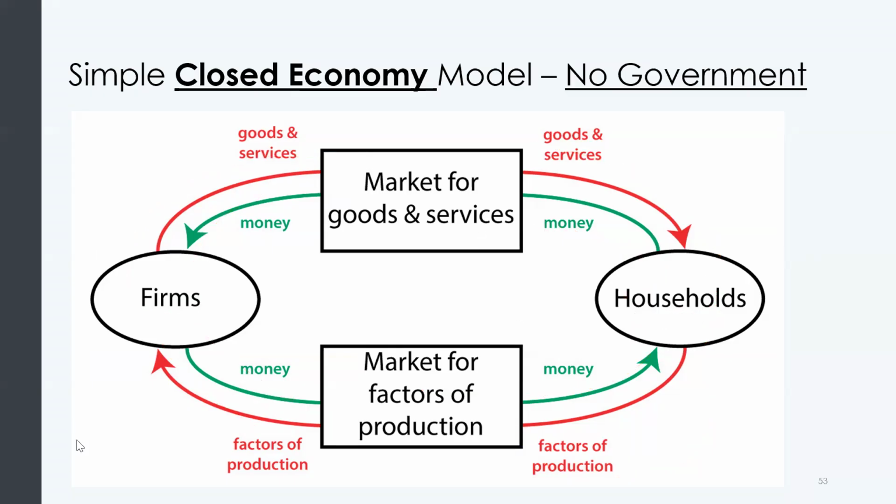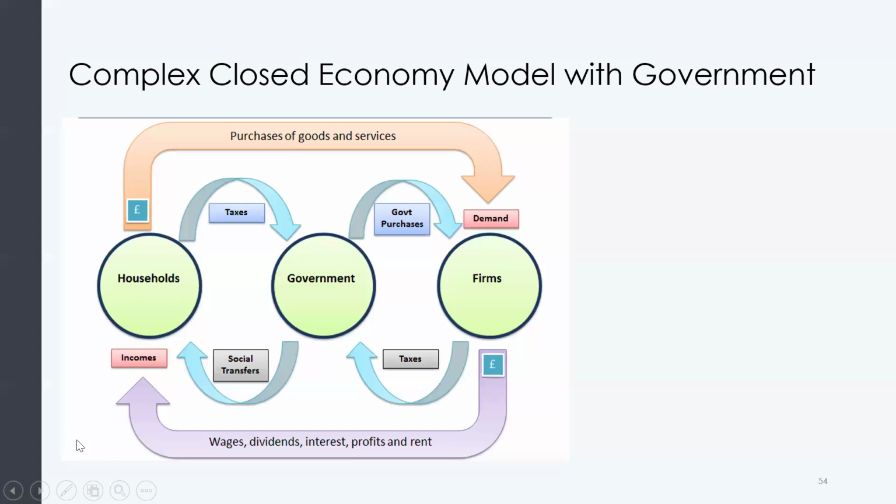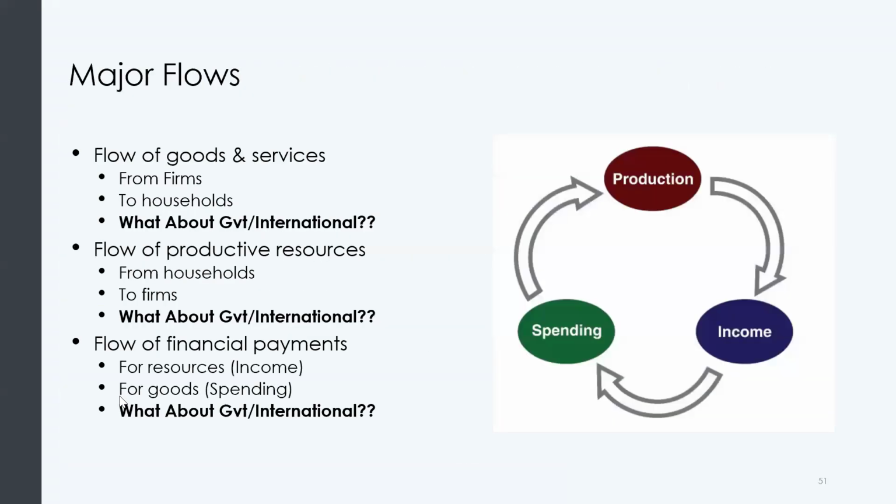Let's make this diagram a little bit more complicated. Let's introduce the government. So this is the government over here that we've introduced. What does the government do within the circular flow of income? Now, there's something that I did not say, but that is very, very important. Maybe let's go back a little bit.